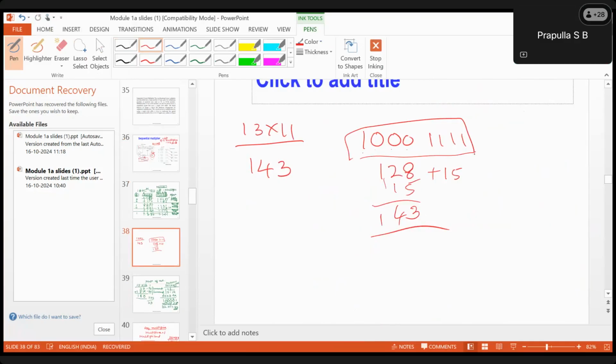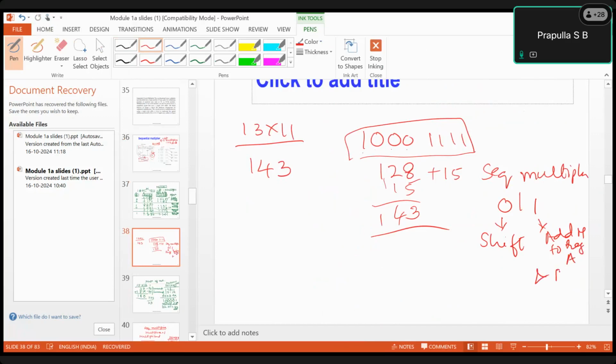So this sequential multiplier circuit is a very simple one which uses this 0 or 1. If it is 0, only shift. That is, if your multiplier bit is 0, only shift. If it is 1, add M to register A and do a right shift CAQ. Here also right shift CAQ, here only right shift CAQ, here if it is 1, add and then right shift CAQ. So simple logic is used.